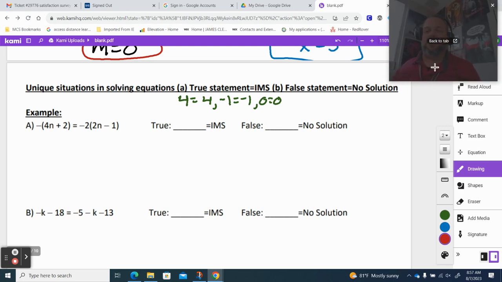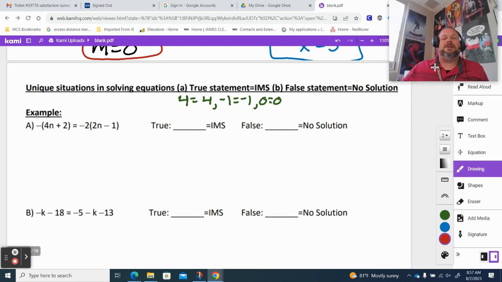All right. So, a false statement. Somebody give me an example of a false statement. Yeah, 1 equals 2.